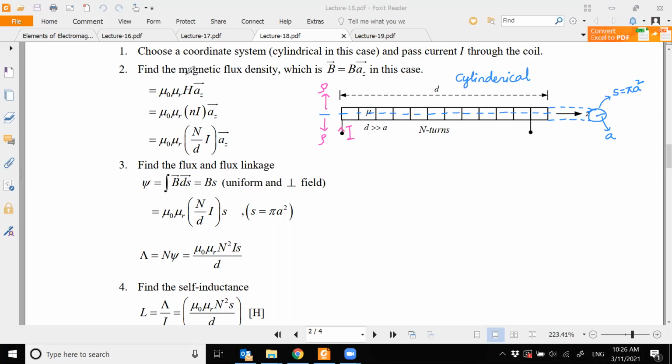And then find the magnetic flux density. So this is my current flowing.